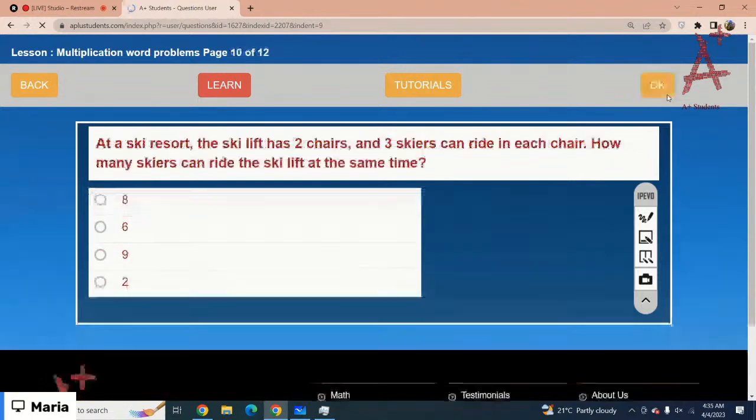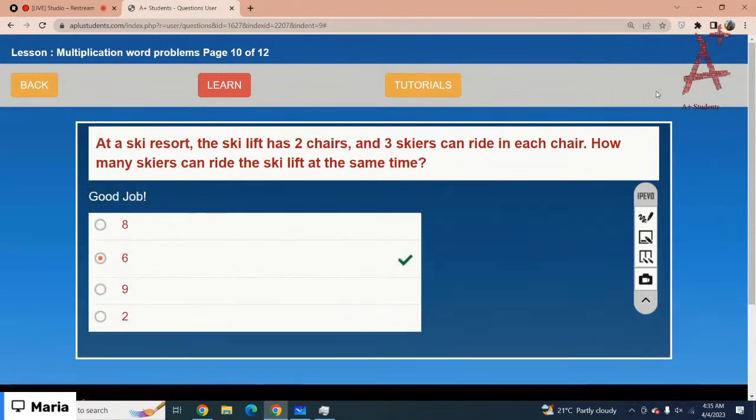The next one is: at a ski resort, the ski lift has 2 chairs and 3 skiers can ride in each chair. How many skiers can ride the ski lift at the same time? So which is the correct option? Yes, that would be 3 times 2 is 6. That means at the same time 6 skiers can ride the ski lift.